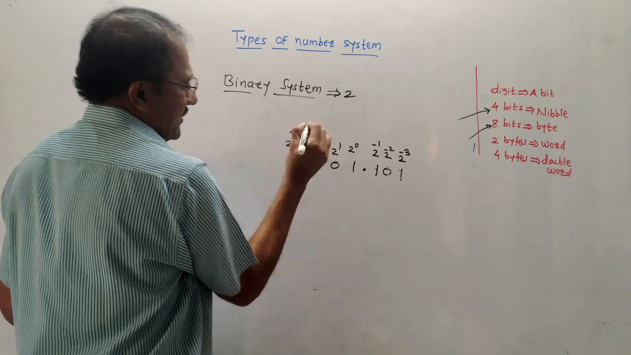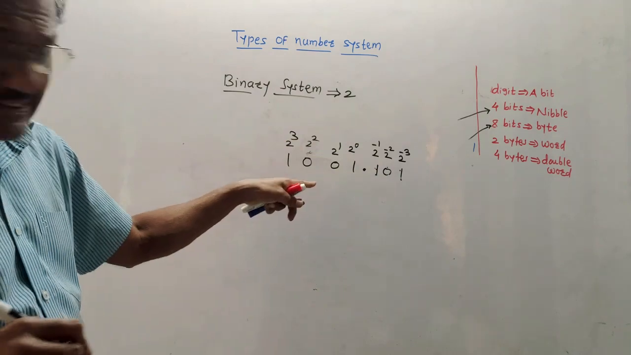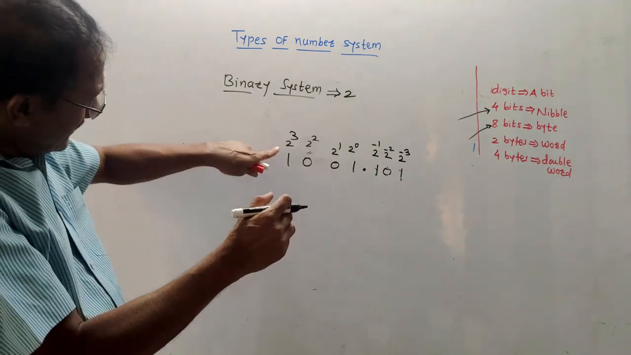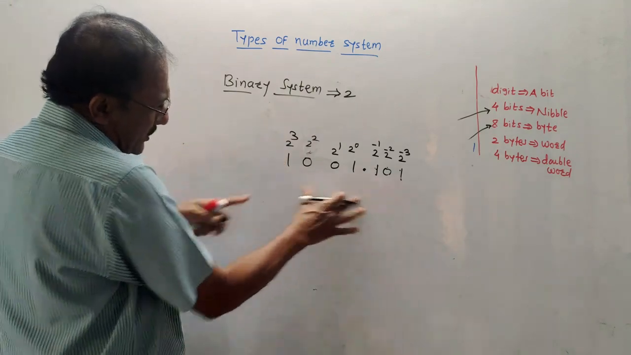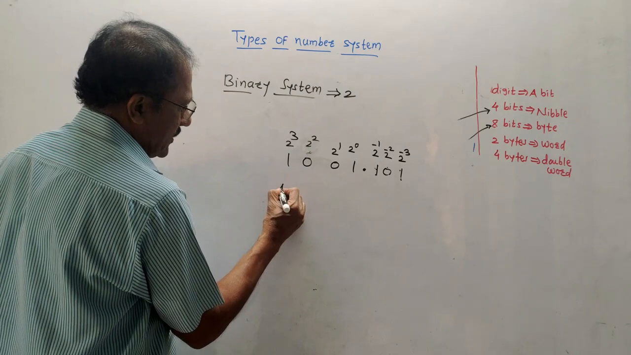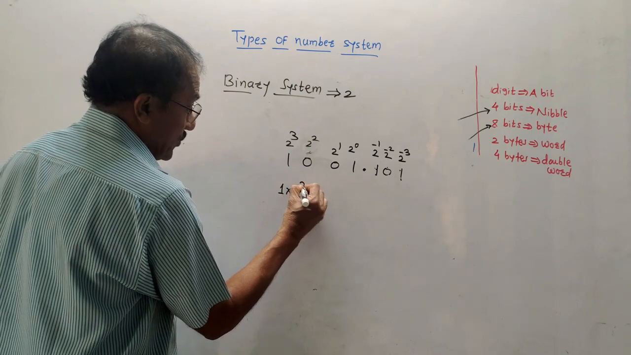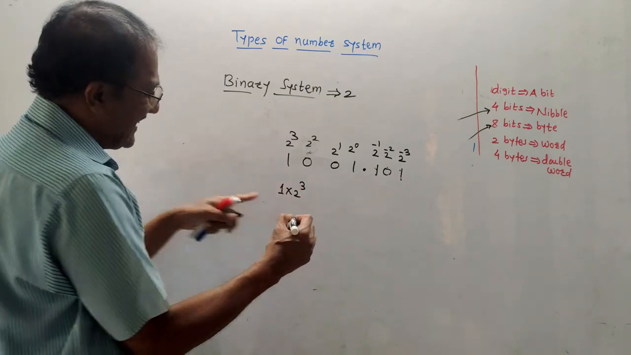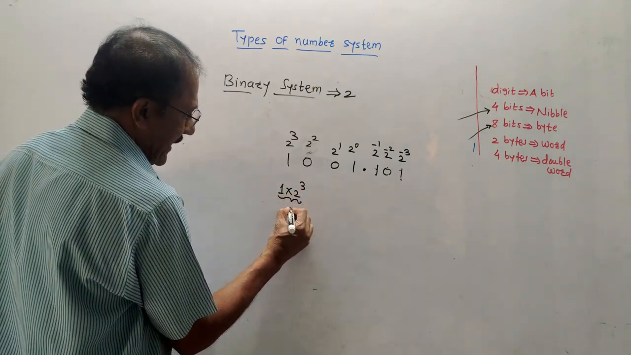This is 2 raised to 3. Now, how to represent this system? Like the previous case, the given number starts from this value 1. It will be getting multiplied with 3. So first will be 1 into 2 raised to 3. So you need to calculate 2 raised to 3, that is 8. So this represents number 8.